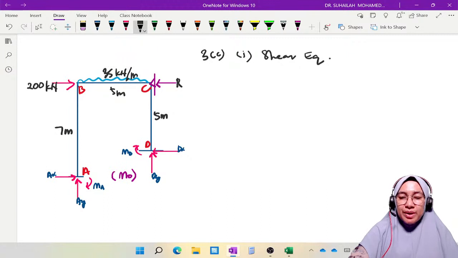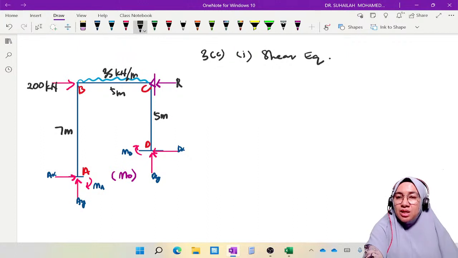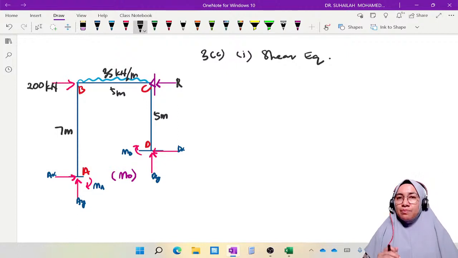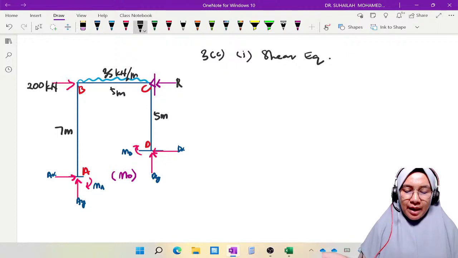So what we need to do is write one equation using the diagram shown right now. We have to write the shear equation. What is the meaning of the shear equation? It relates all horizontal forces in the diagram, including the horizontal reactions at support A and at support D.